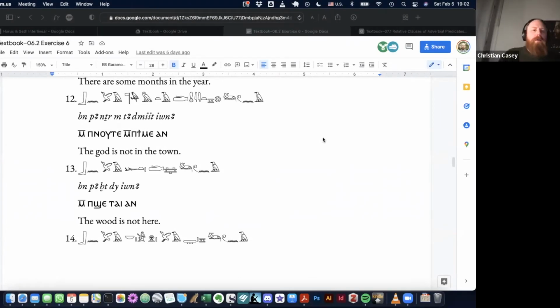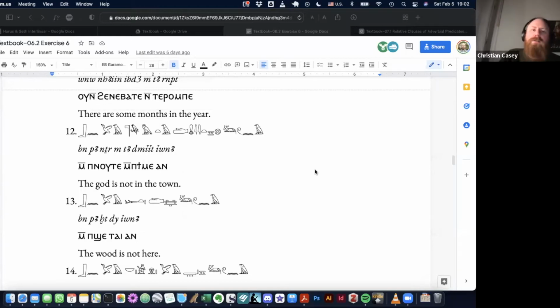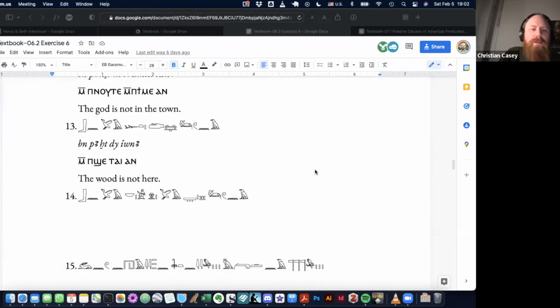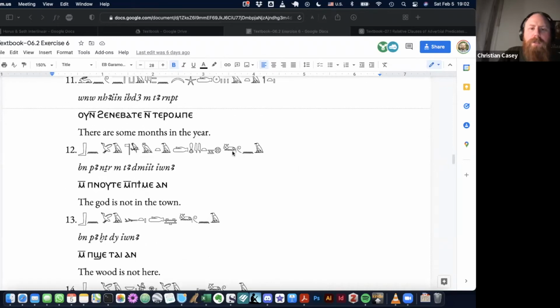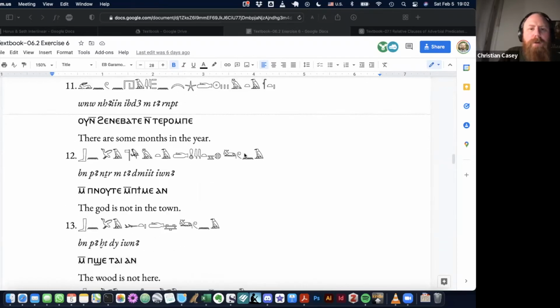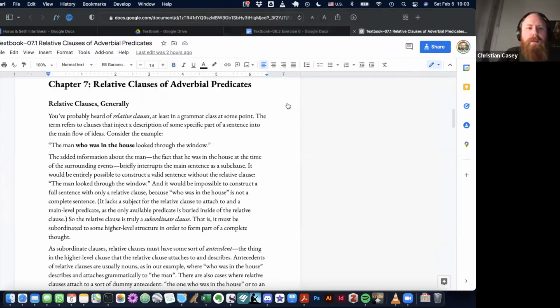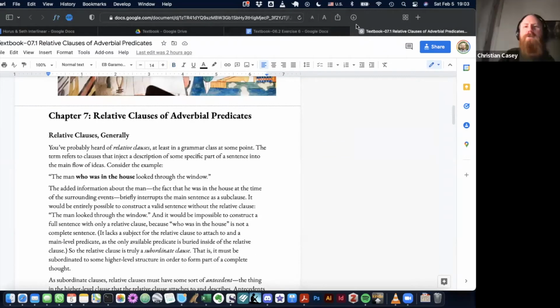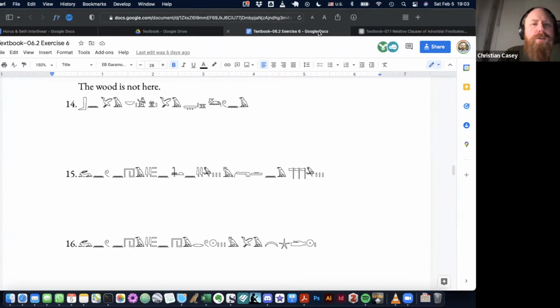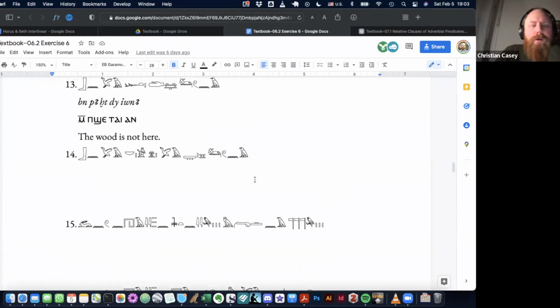Okay, so last time we were still working on adverbial sentences. We have some negated adverbial sentences. I went back and fixed them because I had left off the UNAs on a bunch of them, and I put some of them in. So we'll just keep going with this. Maybe we can even finish this particular worksheet today, and then either this time or next time we'll go on to relative clauses with adverbial predicates. So that will be pretty fun. We'll just keep plugging right along with these.